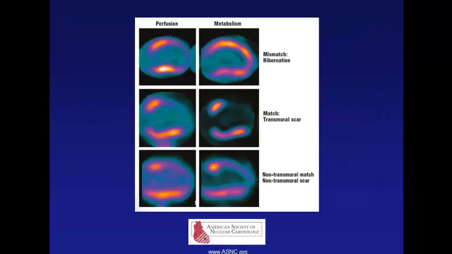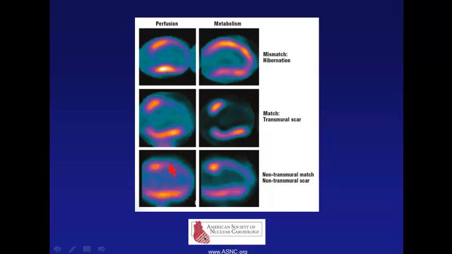There are 3 types of pattern. You can have a mismatch, which is indicating hibernation, low flow preserved FDG. That's the flow metabolism mismatch. That's what we would like to see. Then there is the transmural scar, which has low flow and low uptake, or no flow and no FDG uptake. This is a match.